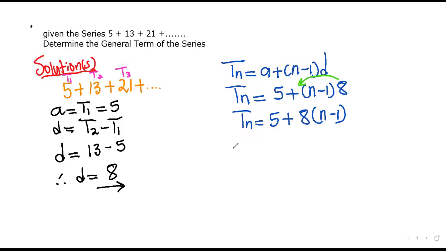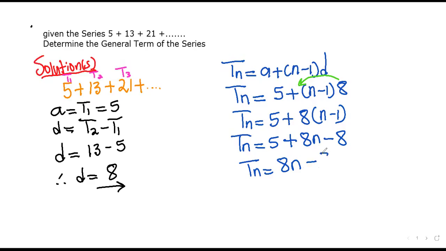So that when it's like this, now we can use the FOIL method. We say Tn is equal to 5, then positive 8 times n, that will be positive 8n. Then positive times negative is negative, and 8 times 1 is 8. Then your Tn is equal to 8n, and 5 minus 8 is negative 3. This is the general term, or your nth term. So that's basically how you solve this, right?